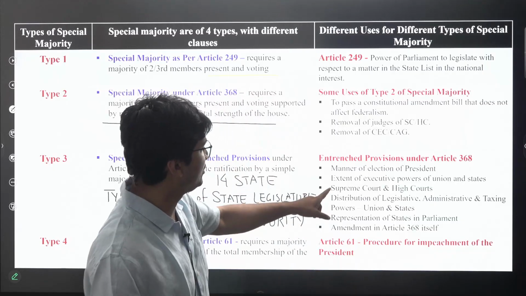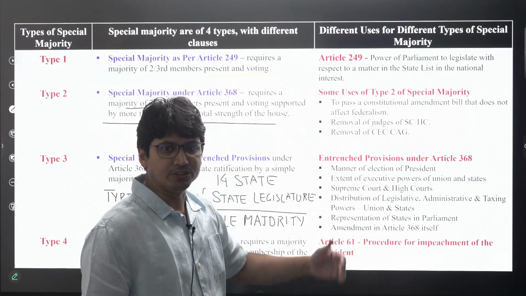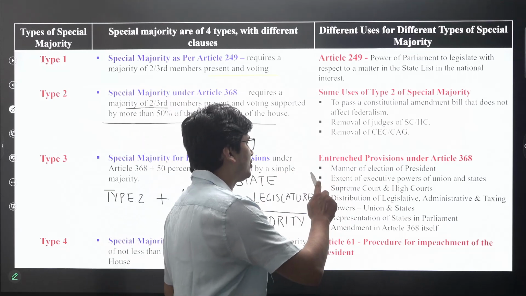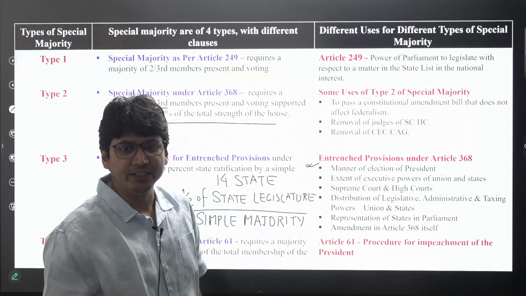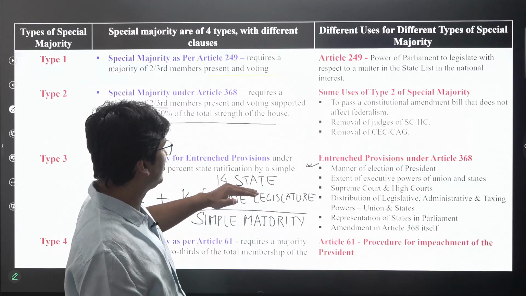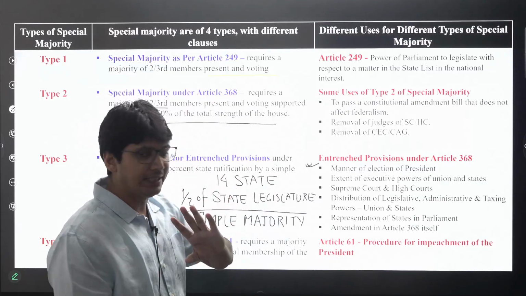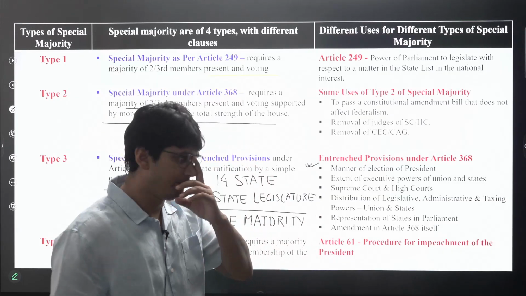And what are these matters? These are called entrenched provisions. What are these? Manner of election of the president. If there has to be a change, an amendment in the manner of the election procedure of the president, then it must be passed by type 2 plus at least half of the state legislatures should also approve it.